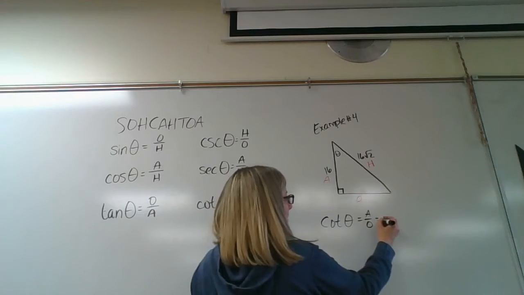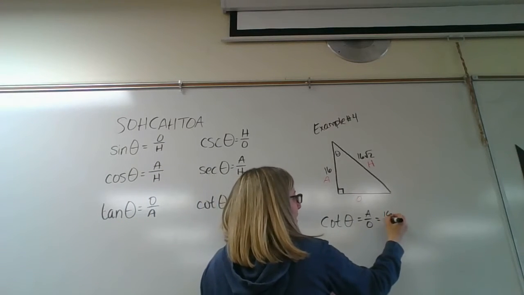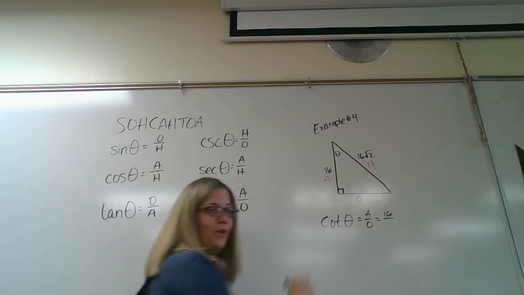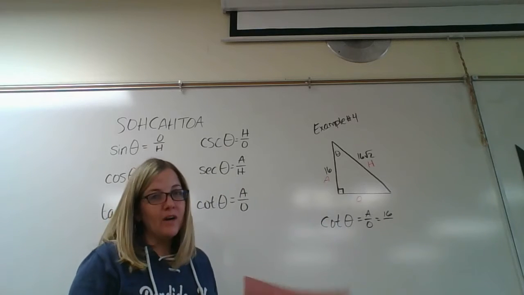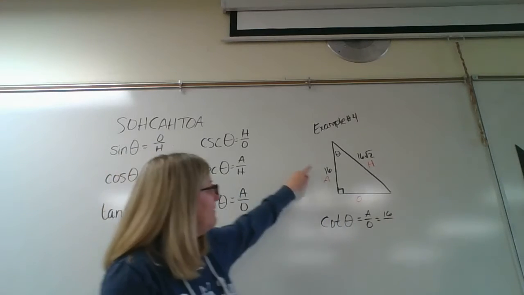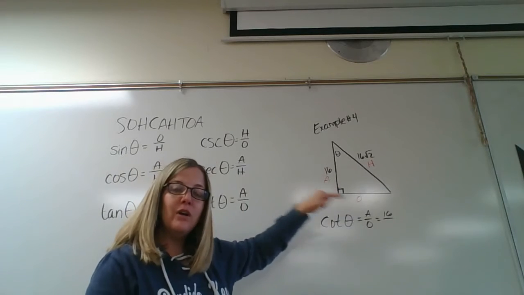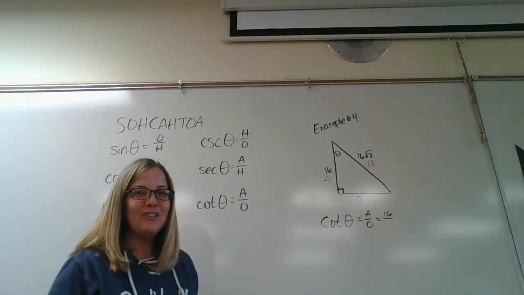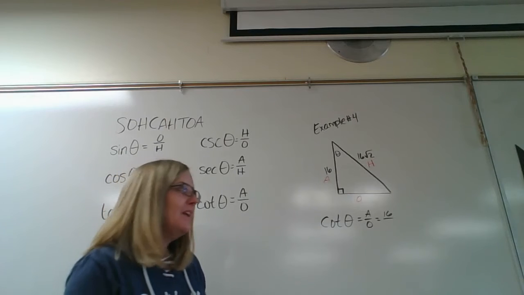Okay, the adjacent is what? 16. The opposite is what? Oh, they didn't give it to me. We're going to have to do some work. So here we go. If I know 2 sides of a right triangle and I'm trying to find the third side, you know how to do that. Remember Pythagorean theorem? That's what we're using.